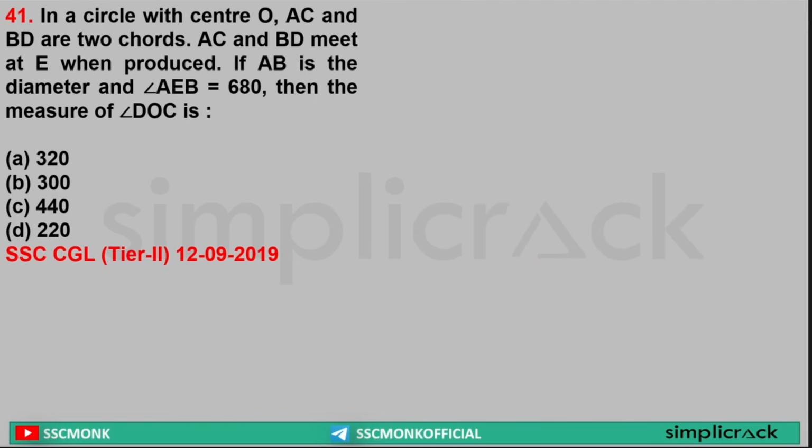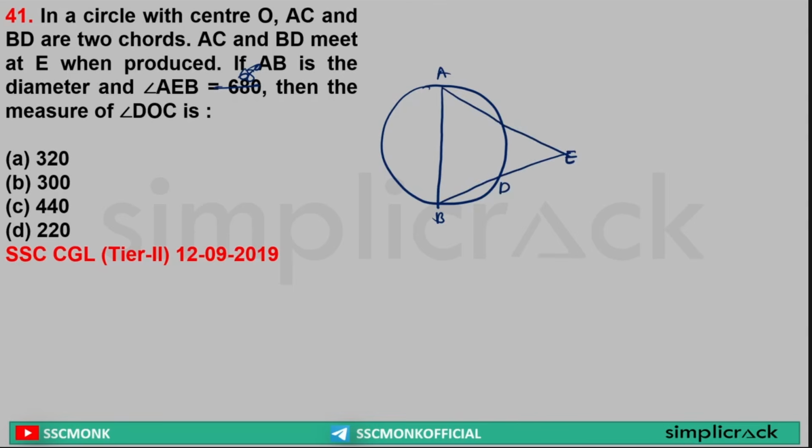Now this is an interesting question. It is saying in a circle with center O, AC and BD are two chords. When produced they meet at E. If AB is the diameter and angle AEB is equal to 68 degree. Then the measure of DOC. See, this is a circle. AB is the diameter. Now AC produced, BD produced. They are meeting at E. This is D, this is C. Center is O. It is asking about DOC.